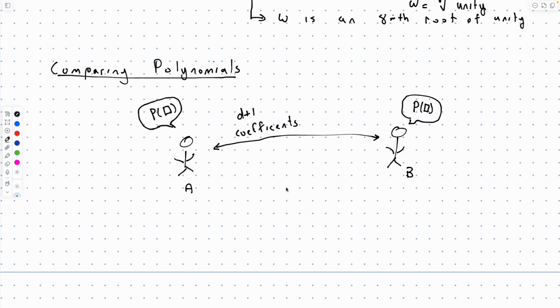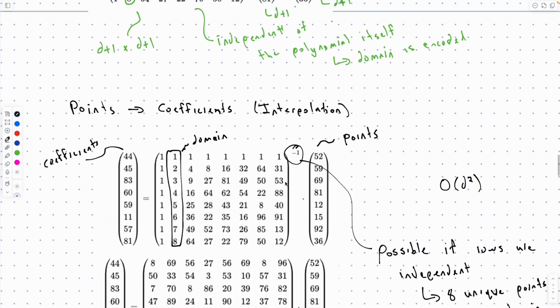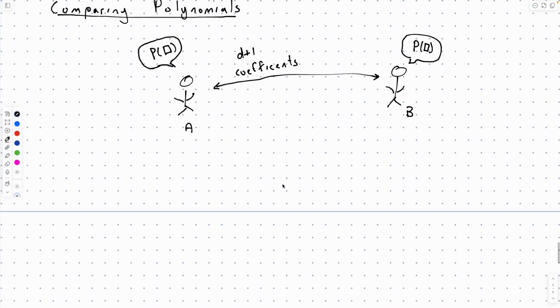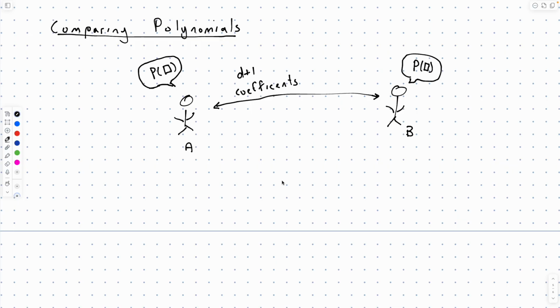Okay, using what we were just talking about, interpolation, is there something else I could send instead of d plus 1 coefficients? I could send d plus 1 points. Okay, so I could say, here's a bunch of points, and then what Bob will do is he'll check those points on his polynomial and he'll decide if they're the same or not. Or he can interpolate it into coefficients and check against it. Either way he wants to do it.